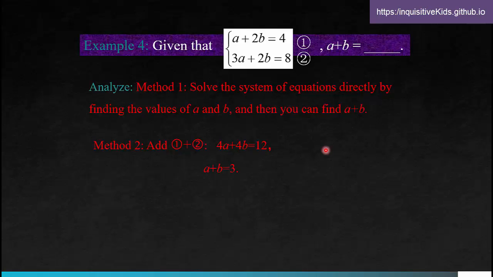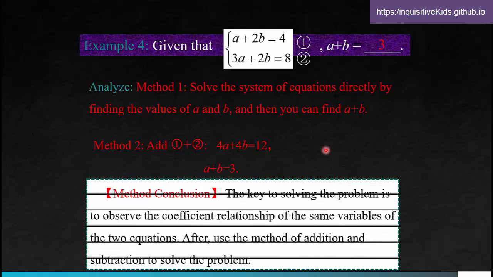So why don't you first just add equation number 1 and 2? And then you have 4a plus 4b is equal to 12. Since both sides are divisible by 4, do that, and you'll have a plus b is equal to 3. This way you don't even have to find the individual values of a and b. So therefore, a plus b is equal to 3.